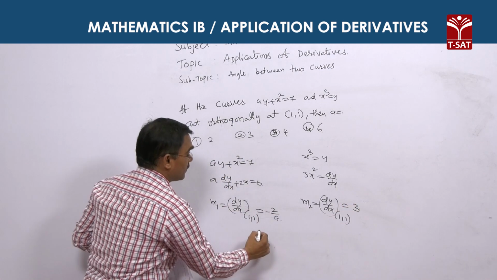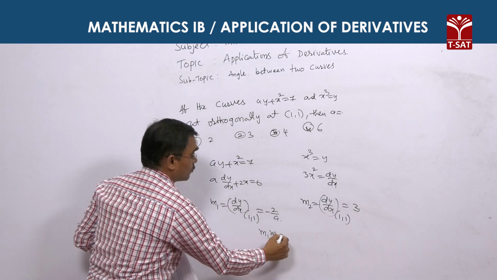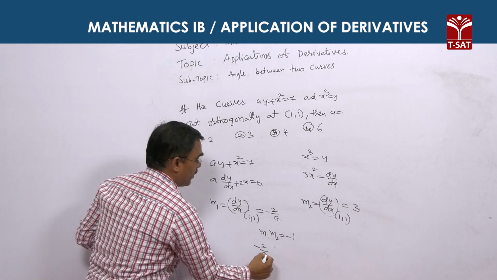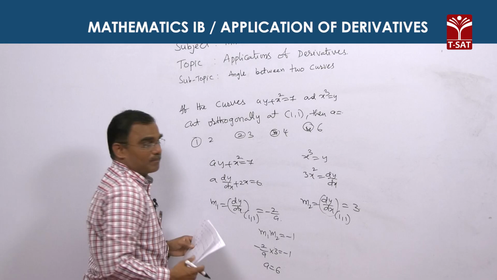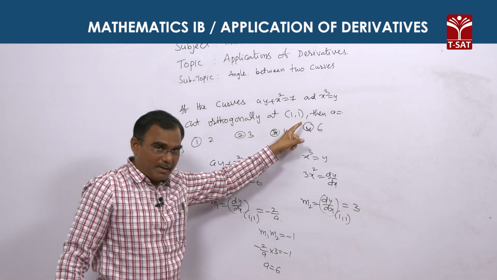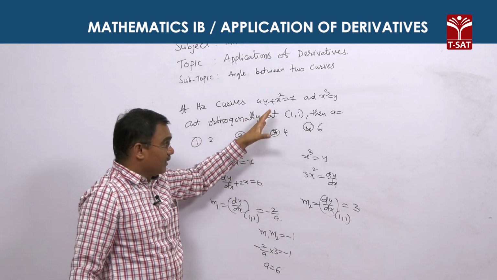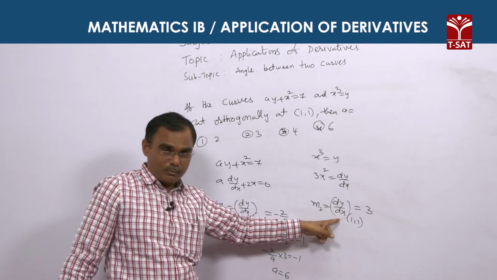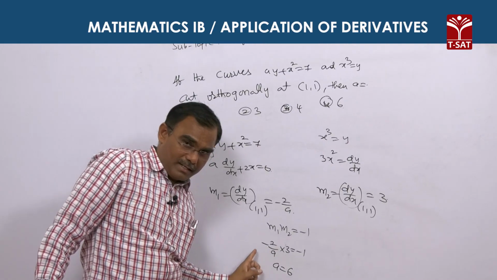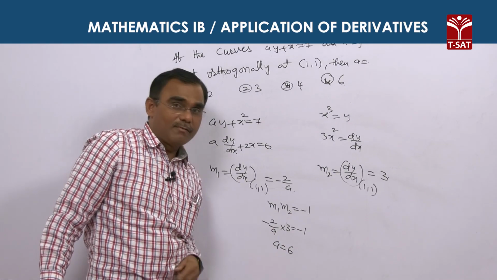Already given the two curves intersect orthogonally, so the product of slopes is equal to minus 1. Minus 2 by a into 3 is equal to minus 1. That's why a is equal to 6. The two curves intersect orthogonally at the point, with slope of the first curve m1 and slope of the second curve m2. Since m1 m2 is equal to minus 1, the a value is 6.